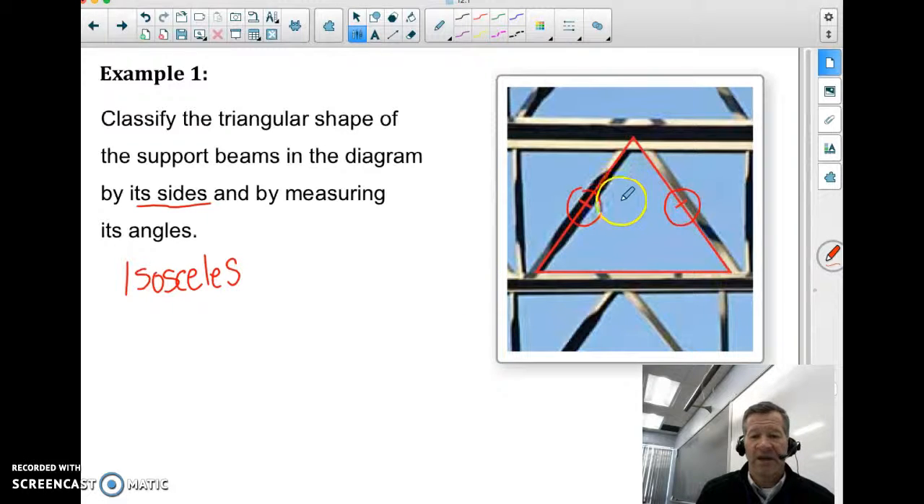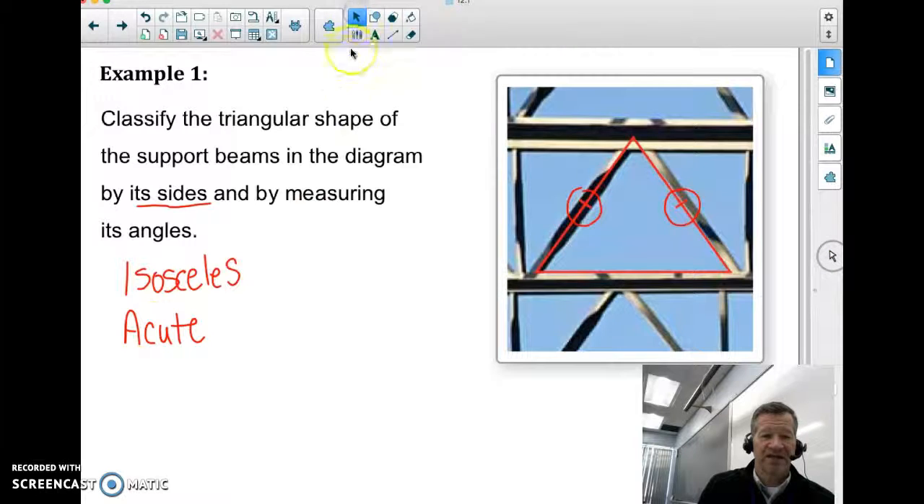Okay? Now, by measuring its angles, even though I don't have a protractor with me here, I can tell that all three of these angles are definitely less than 90. So this would be an acute triangle because all of the angles are acute. They're all less than 90. And that is it for example number 1.